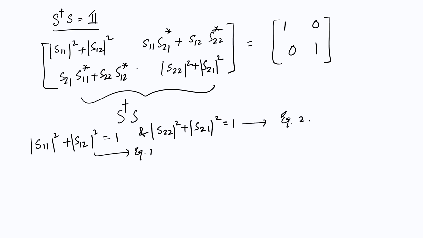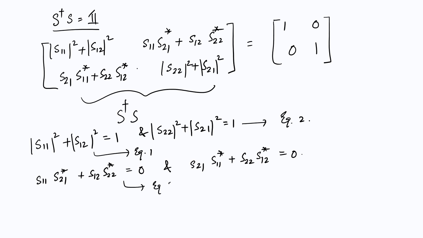It's also true that the off-diagonal elements are 0, which means that S11 S21 star plus S12 S22 star is equal to 0. And also the complex conjugate, S21 S11 star plus S22 S12 star, is equal to 0 as well. You can call these equation number 3 and equation number 4. So these are the properties of the S matrix, and these are the elements that follow these equations.